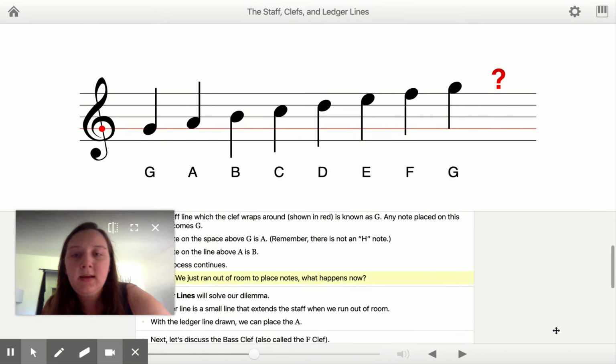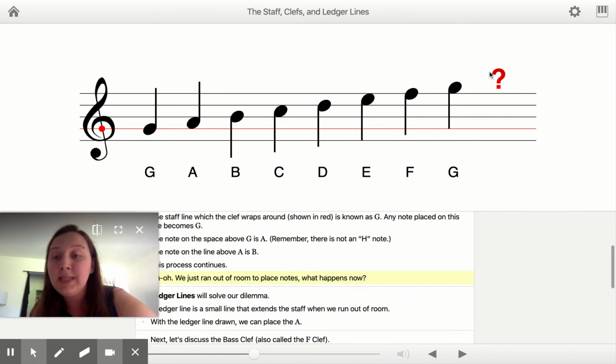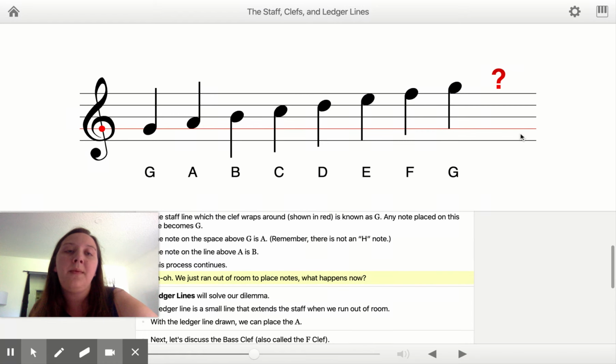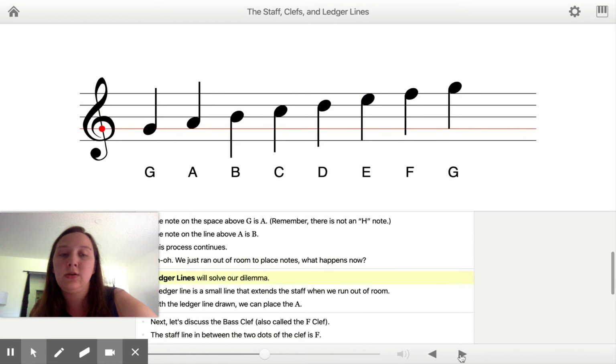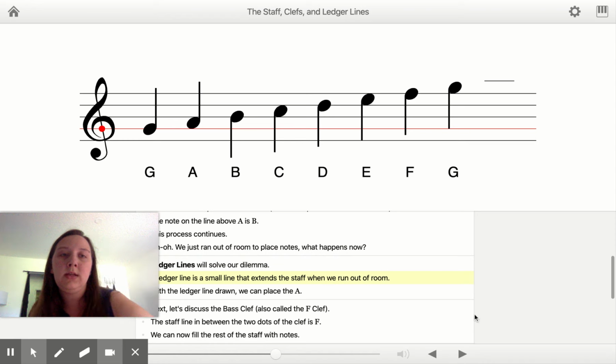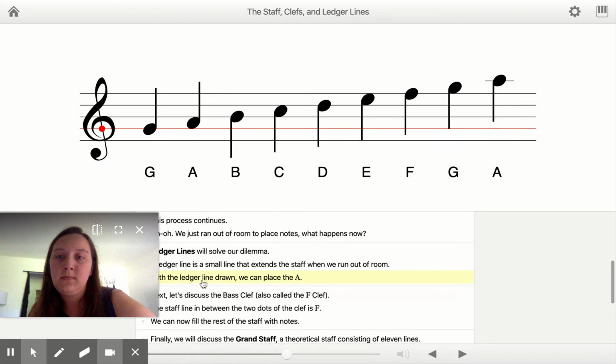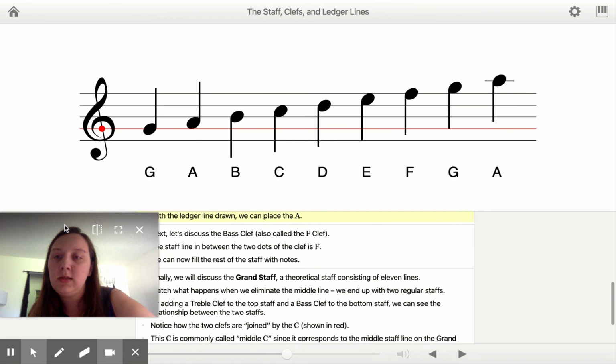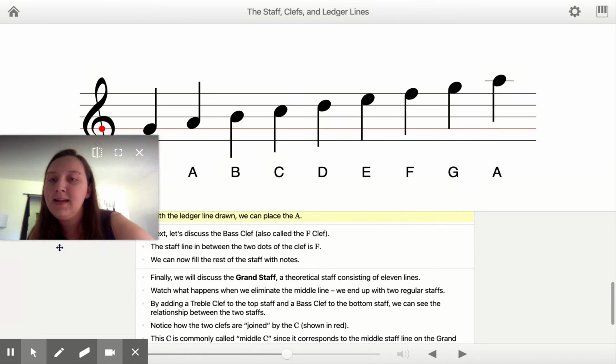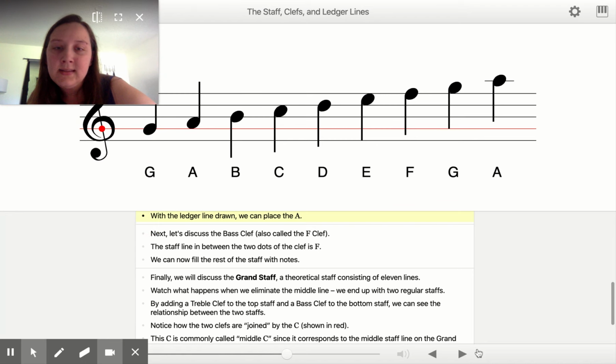You can continue beyond the staff. But to do that, you need ledger lines. So a ledger line looks like this. You can add more ledger lines above or below. You can have quite a lot of ledger lines if you need it. Okay, I'm going to move my face again because I'm in the way.